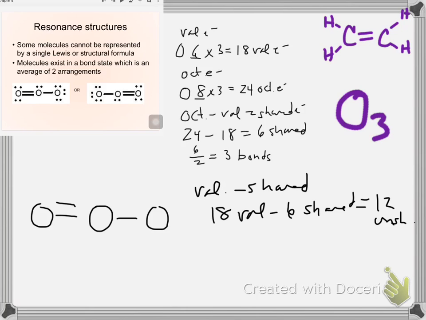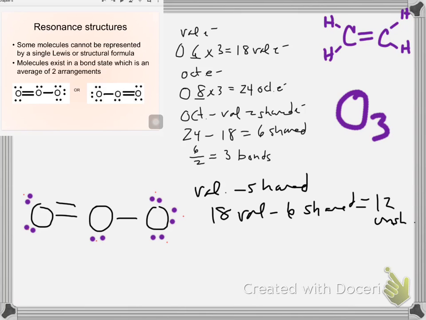Well, let's put in our unshareds. So we have 12 unshareds. This oxygen on the end, 1, 2, 3, 4, 5, 6, 7, 8. Then the next, 2, 4, 6, 8. And that gives us for unshareds 2, 4, 6, 8, 10, 12. We have the right number of unshareds.